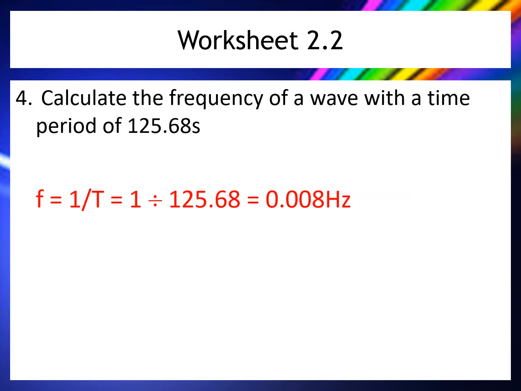Here we're using the same equation, but this time rearranged so that frequency is 1 divided by the time period. Now we know the time period is 125.68 seconds, so we put the numbers into the equation. 1 divided by 125.68 gives us 0.008 Hertz.